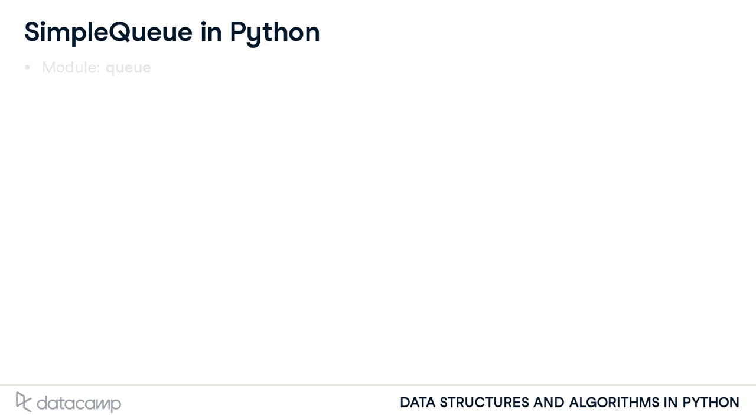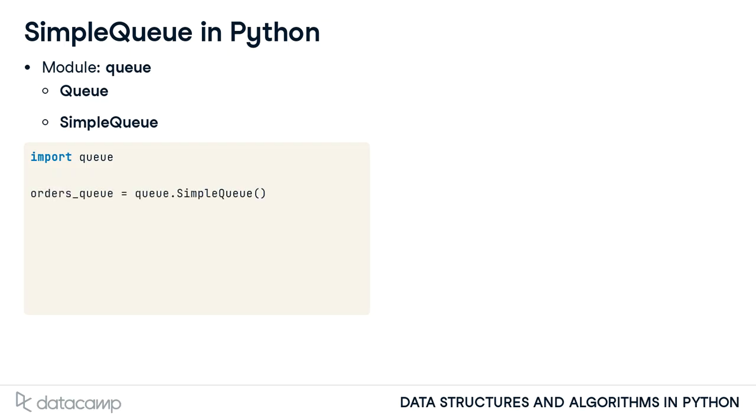In Python, the queue module offers the queue and simple queue classes, which allow working with queues. We will focus on simple queue, which offers fewer features than the queue class, but is enough for the scope of this course. Let's import the queue module and create a new simple queue.